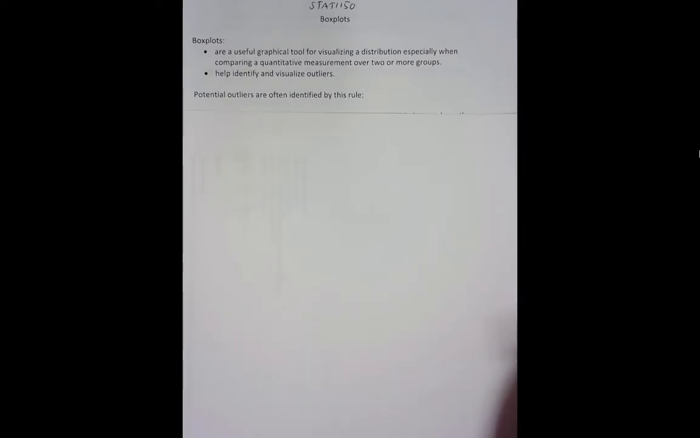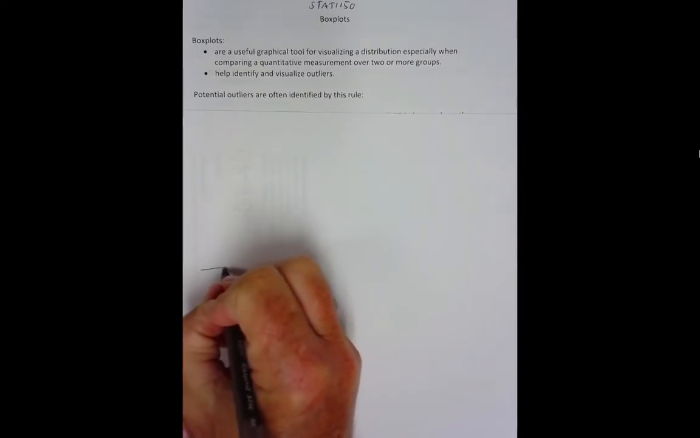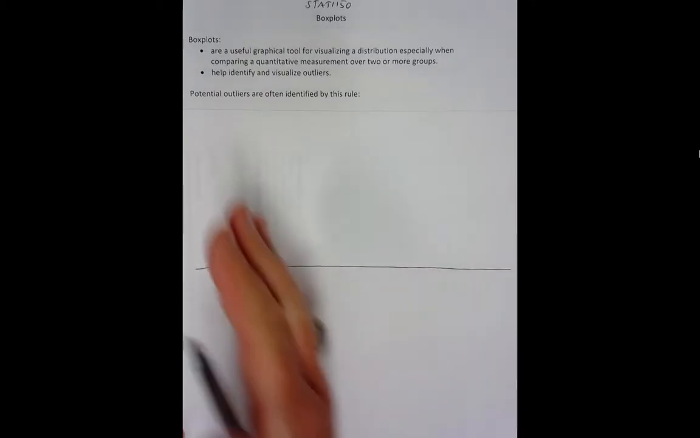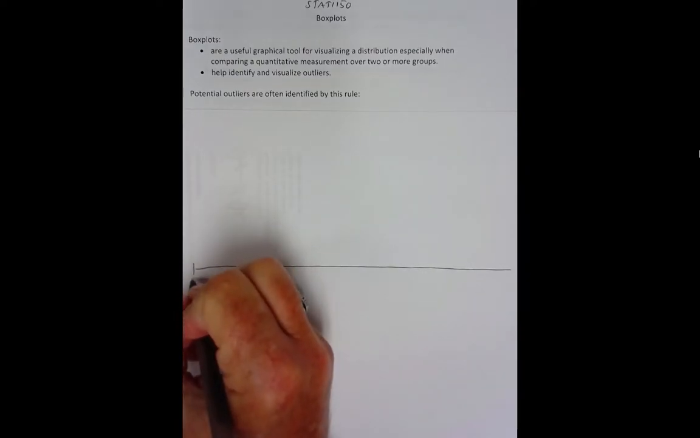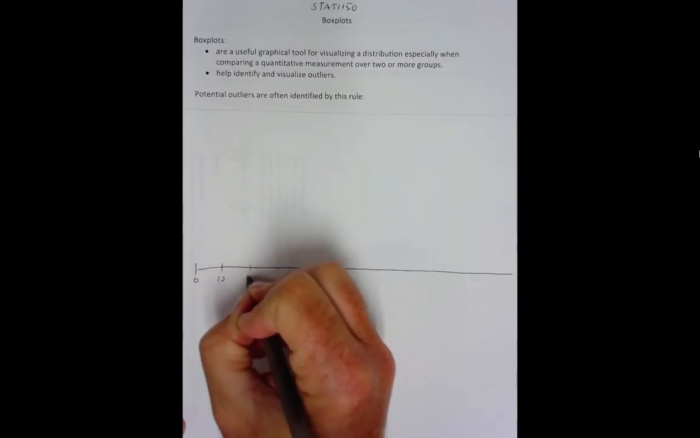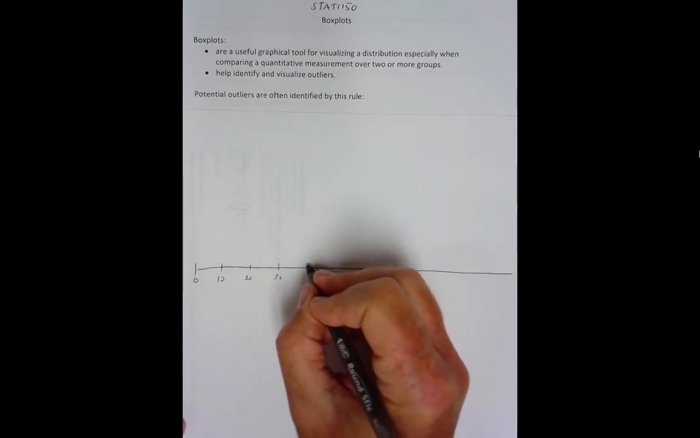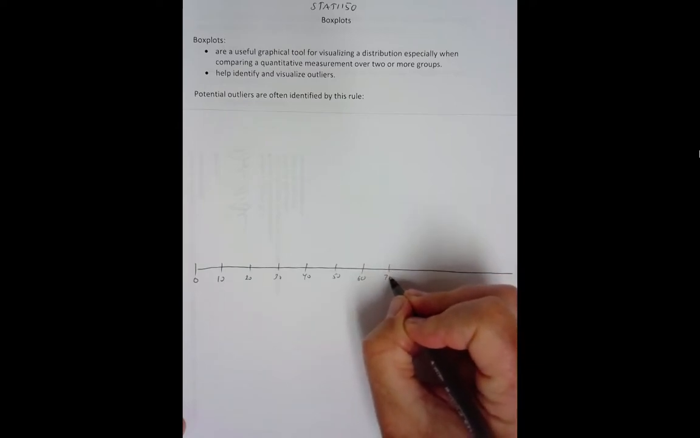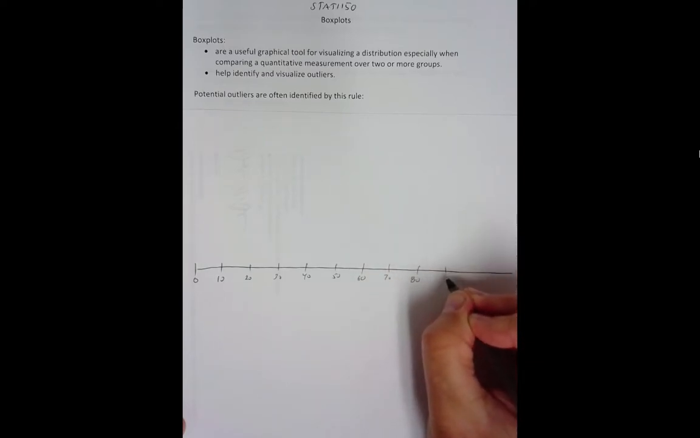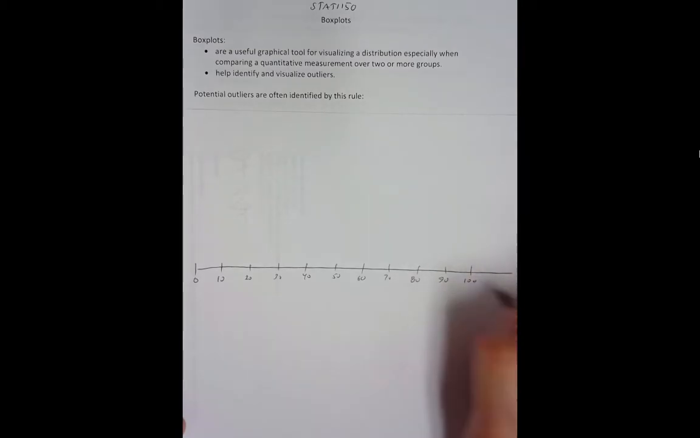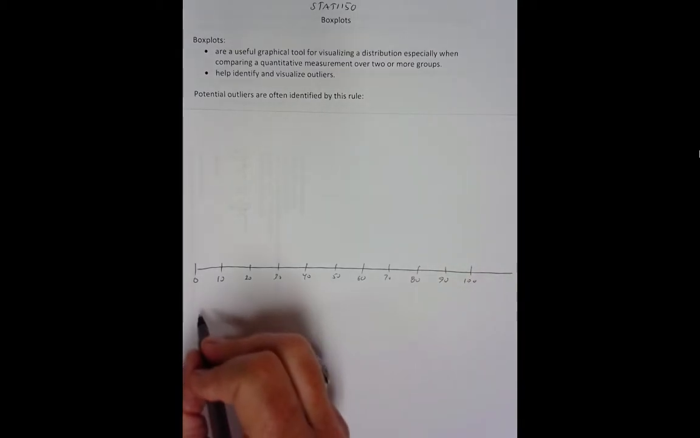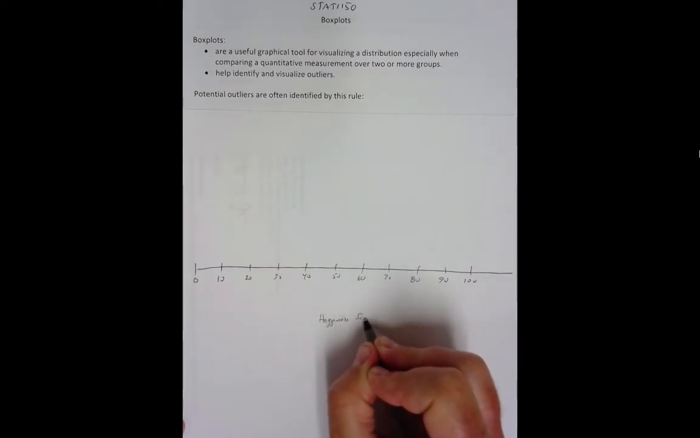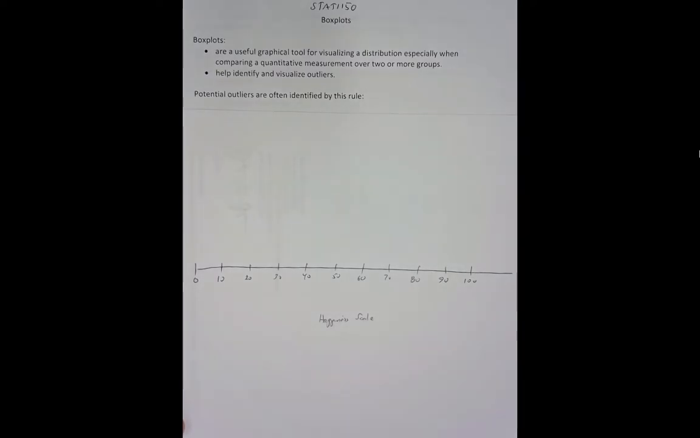So I would probably just start a line here. I'm going to do what's called a horizontal box plot, although we could do a vertical. Draw the line this way. So I'm going to go 0, 10, 20, 30, 40, 50, 60, 70, 80, 90, 100. So this is my focus on the happiness scale that we want to take a look at.